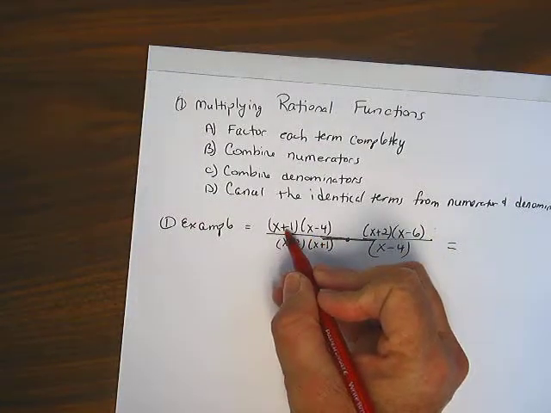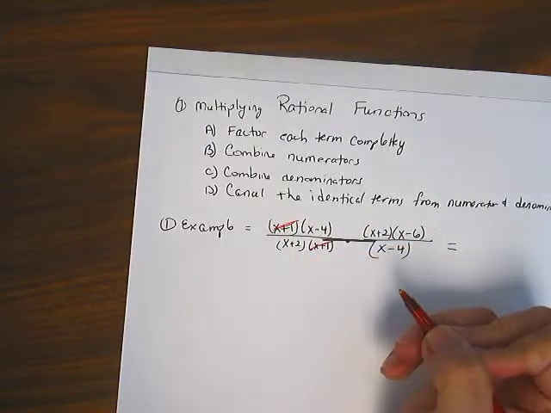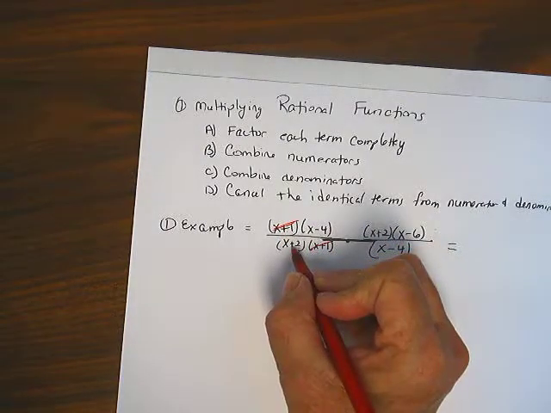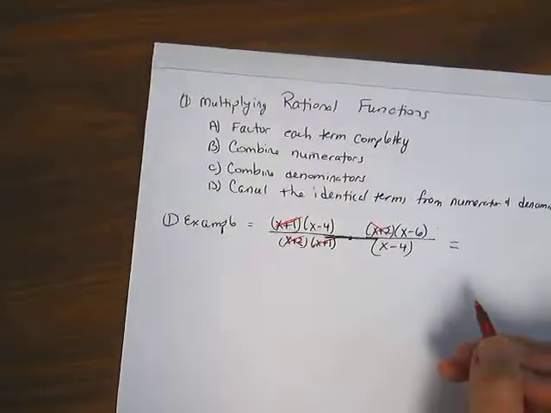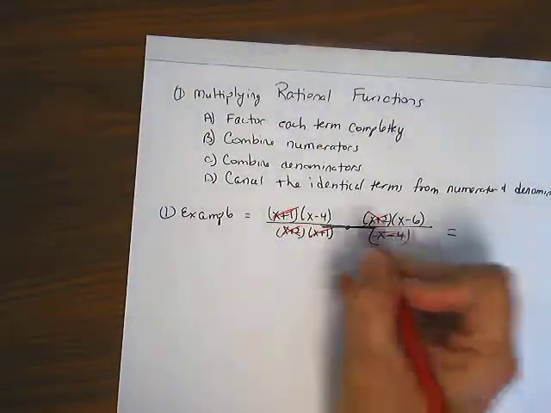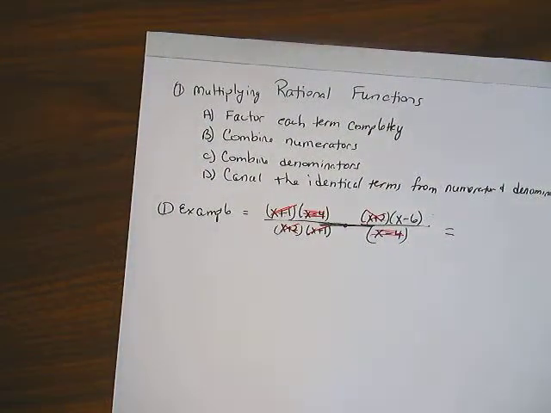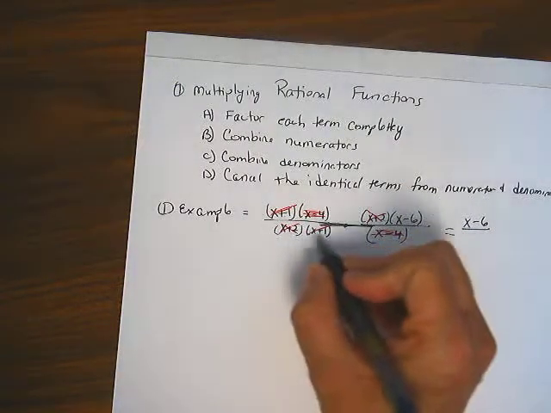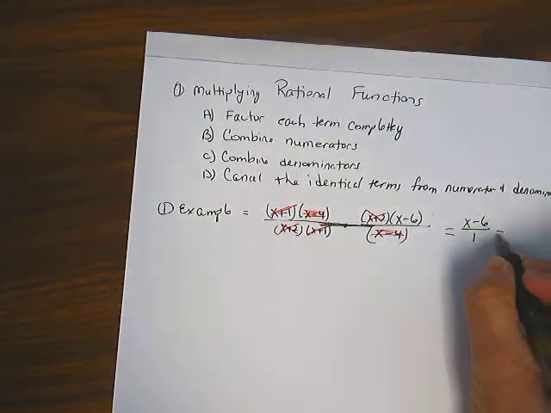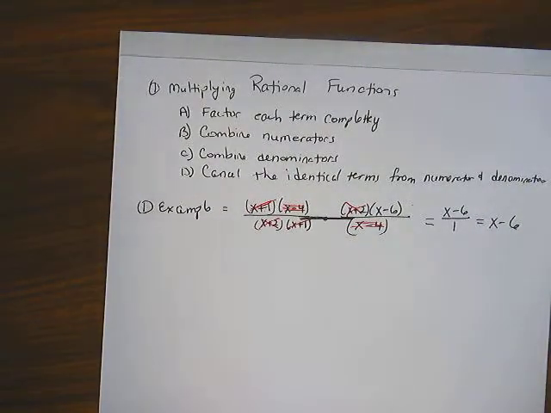So I have an x plus 1 in the numerator and 1 in the denominator, so I can cancel those. I have an x plus 2 in the denominator and in the numerator, so we cancel those. We have an x minus 4 in the numerator and denominator, so those get canceled. And we are left with x minus 6, and if everything's canceled, by default that's a 1. And typically we would just write that as x minus 6. I hope that made a little bit of sense.